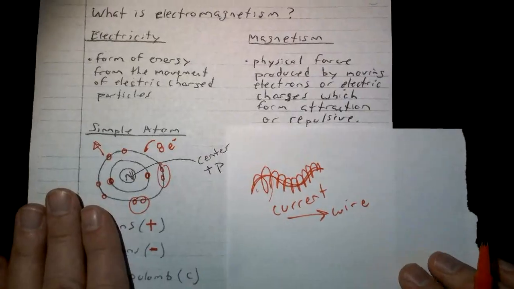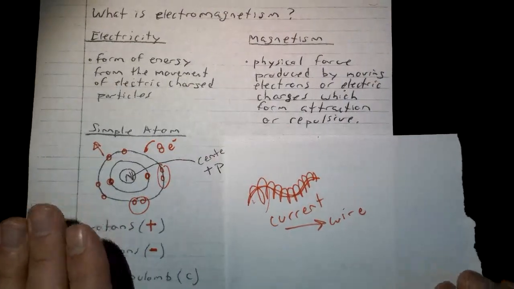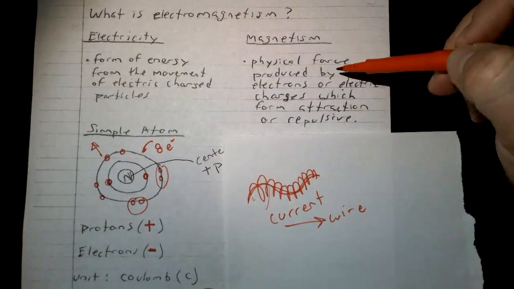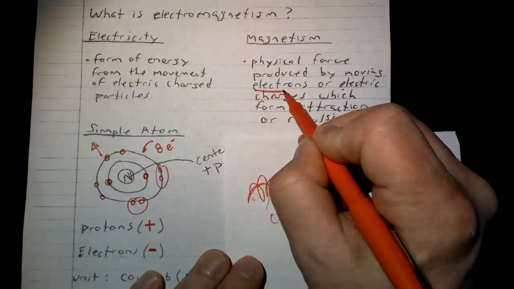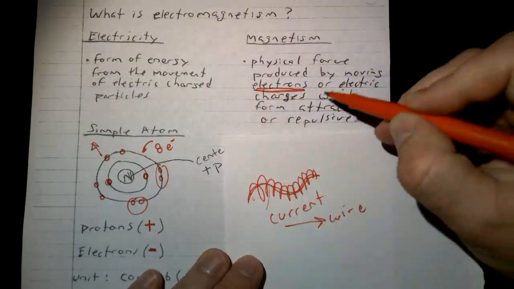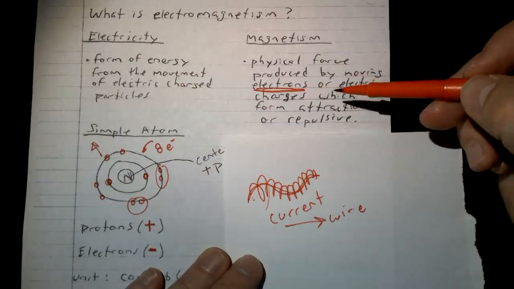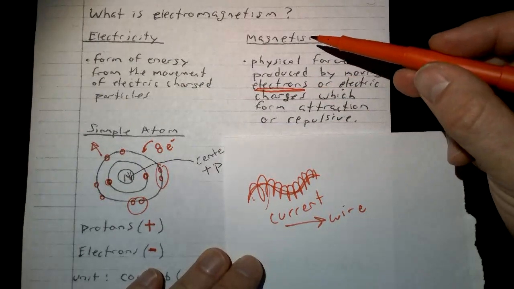Magnetism is really defined as the physical force produced by moving electrons. Remember, we are still moving electrons. If we don't have movement of electrons, you don't have a magnet.